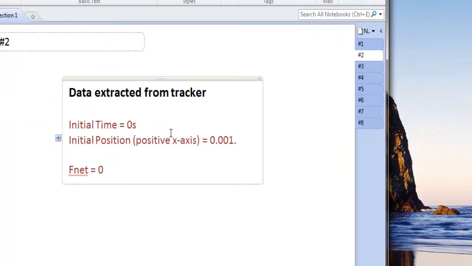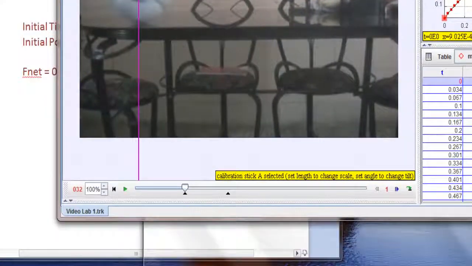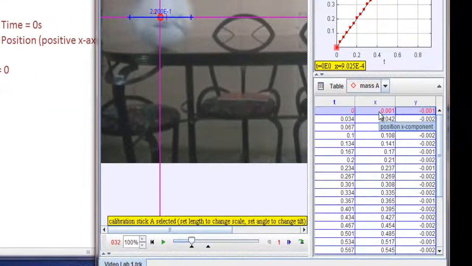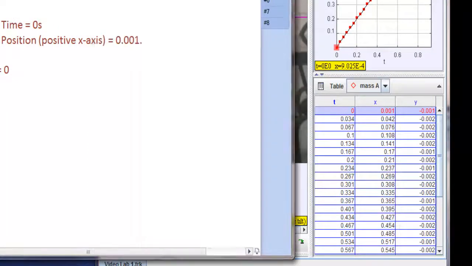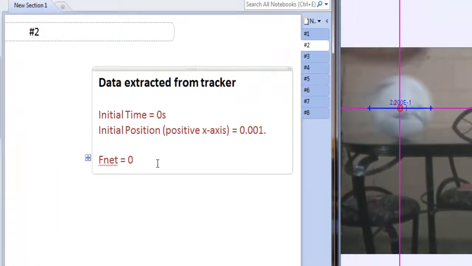Here's the initial time, it's about 0 seconds, and the initial position in the positive x-axis is about 0.001. You can see here that it is the first x-axis position. And obviously the net force is about 0.